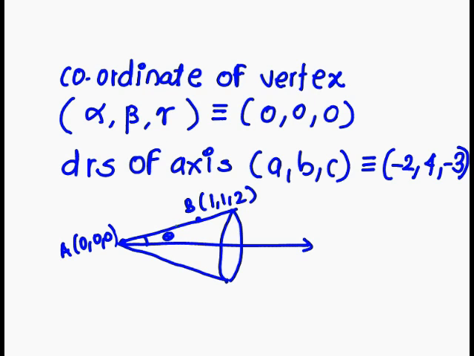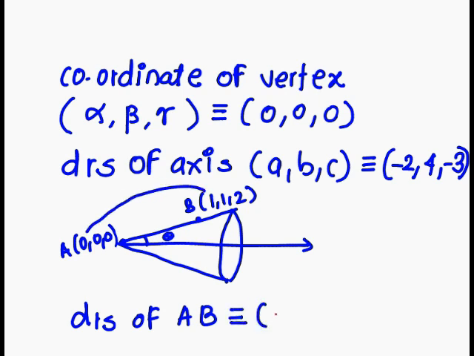So for that we require the DRs of both the lines. So out of this we have the DRs of the axis. Now we need to find the DRs of AB. So to find the DRs of AB, it's very simple, take only the subtraction between the coordinates, that is 1 minus 0 we get 1, again 1 minus 0 we get 1, again 2 minus 0 we get 2. So this is nothing but the DRs of AB.